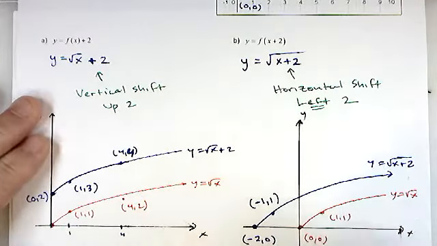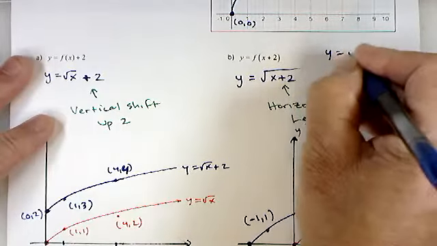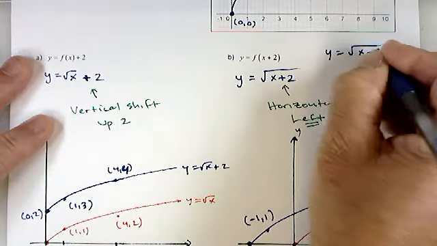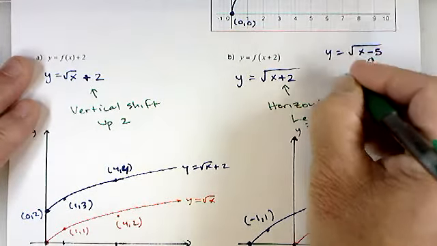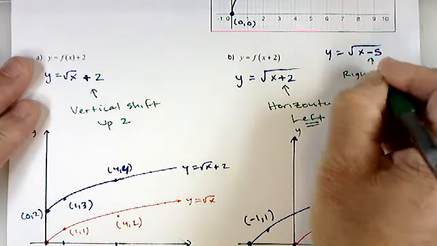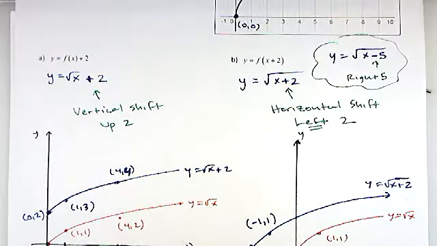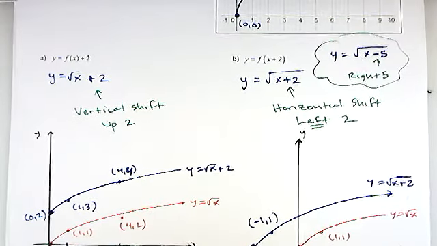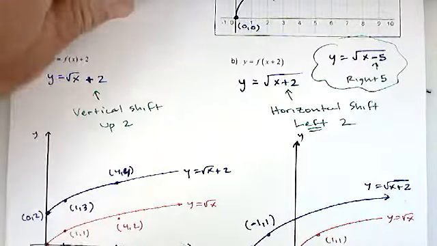Maybe I'll write that down. Or let's say I had y equals the square root of x minus 5. That would be my base graph shifted to the right by 5 units. Okay, so this is just an extra example. So we've got vertical shift, horizontal shift.